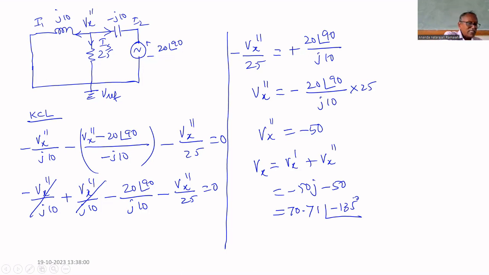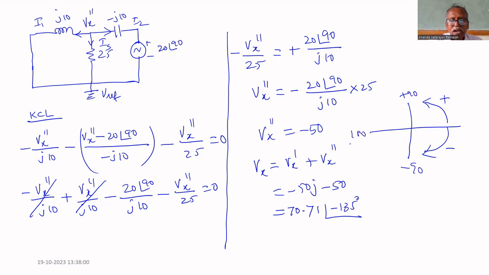What is the difference between plus 135 and minus 135? Minus means this way, plus means this way. This is plus 90, this is minus 90. This is 180 or minus 180. This is 0 or 360. So minus 135, we got Vx. That's all. So by using the superposition principle, we obtained Vx.